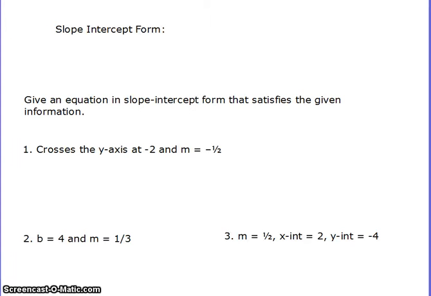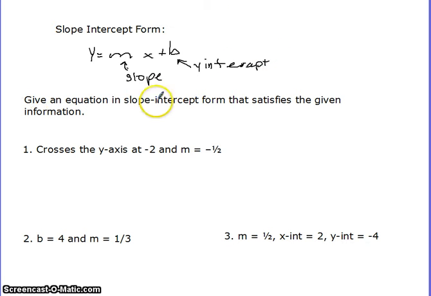Okay, today we're going to be learning about slope-intercept form. Slope-intercept form is y equals mx plus b. M stands for slope. B stands for the y-intercept. And the x and the y are for your input and your output.